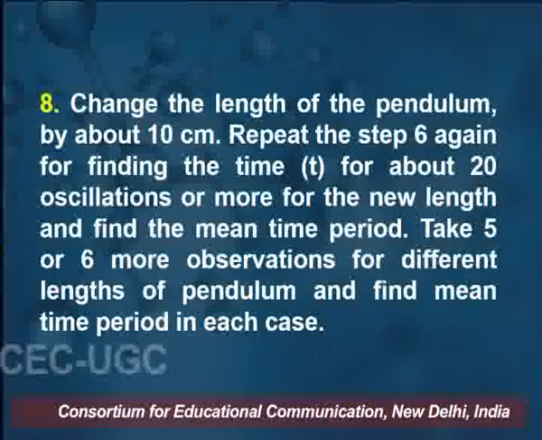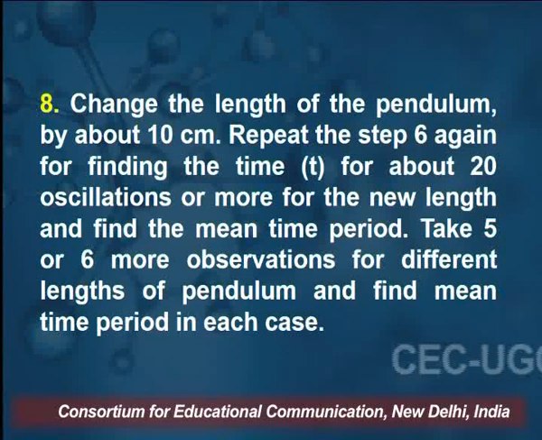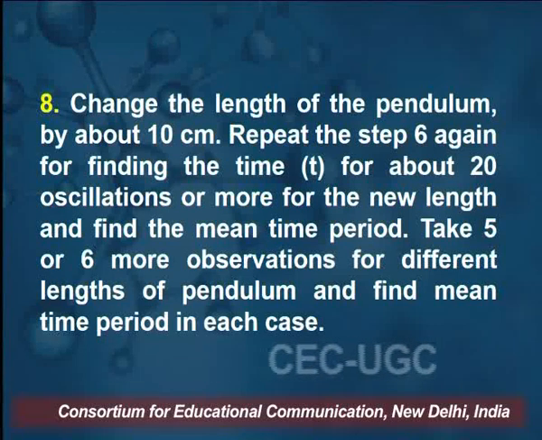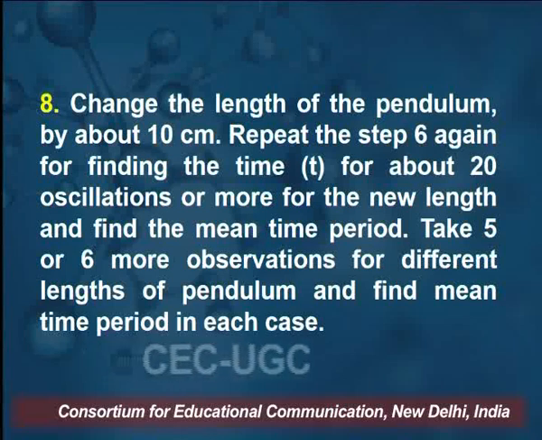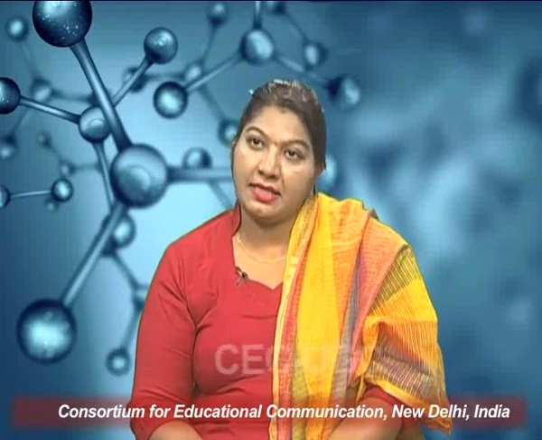Now we change the length of the pendulum, as we have to plot a graph between L and T square. So we have to change the length, because we will calculate the length versus time period. Change the length of the pendulum by about 10 centimeter, and this experiment will be repeated again. Again we displace it from its equilibrium position and calculate for 20 oscillations, and again we change the length. In this manner we take 5 or 6 observations for different lengths of the pendulum, and we will find the mean period in each case.